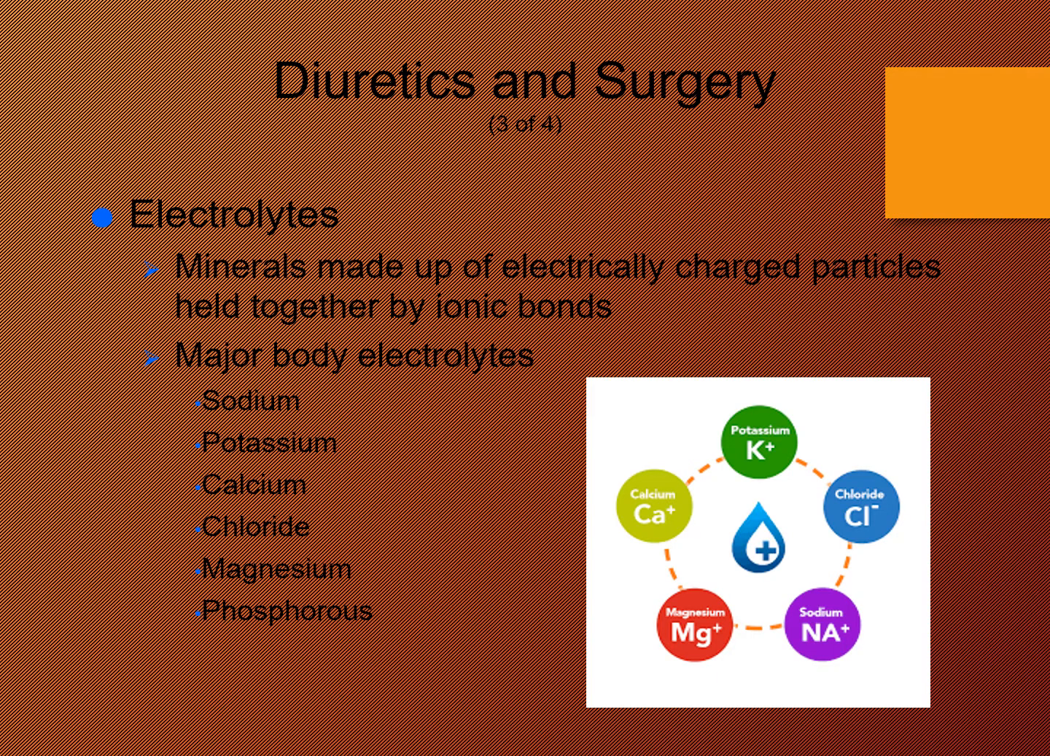Electrolytes are minerals that are made up of electrically charged particles, and they're held together by ionic bonds. We have some major electrolytes in our body, and these include sodium, potassium, calcium, chloride, magnesium, and phosphorus. All of the electrolytes found inside and outside of our cells are acquired through food and water.